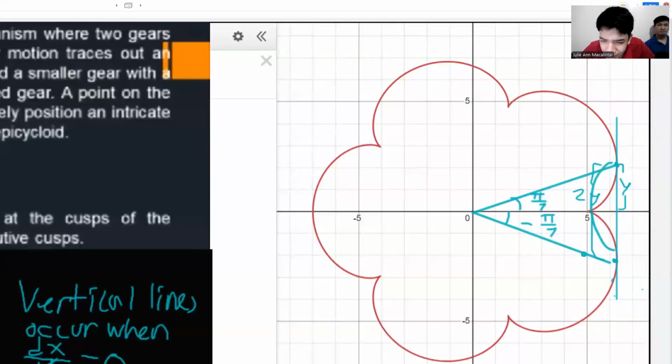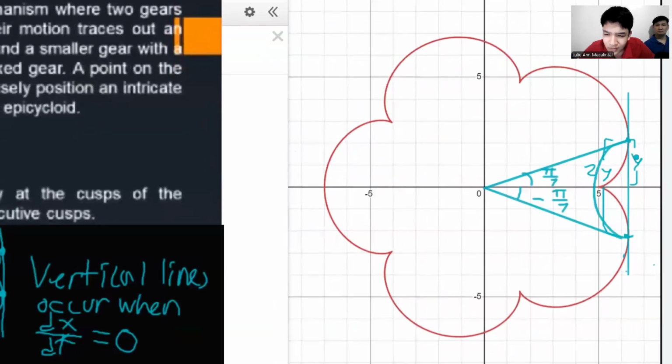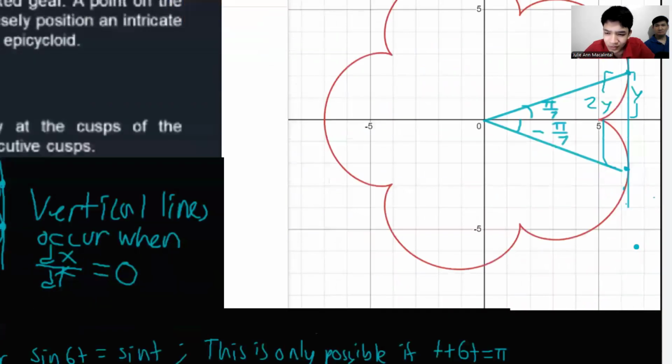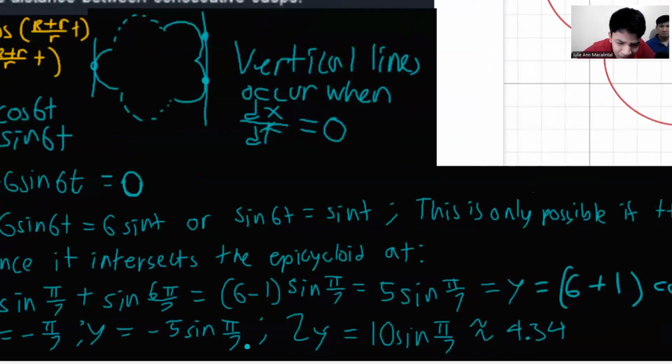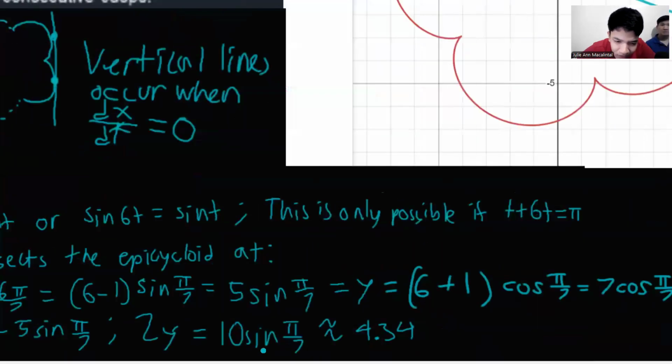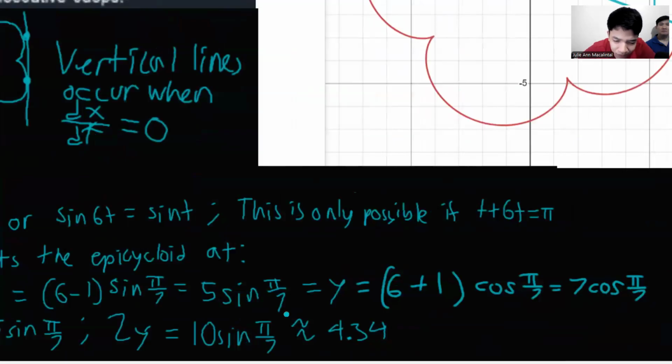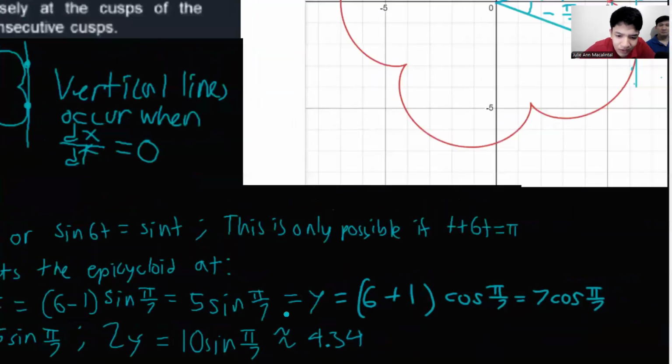So the other distance is just the y value of this point when t is equal to negative pi over 7. But we already know that the sine of negative x is equal to the negative sine of x. So this is just the same distance. So this whole distance between the two cusps from outside is 2y. Since y is equal to 5 sine pi over 7, then 2y is equal to 10 sine pi over 7, and that's approximately 4.34.